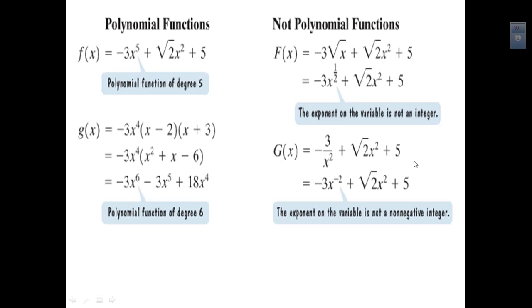Square root of 2, real number. 5, real number. 2, non-negative integer. What we've got here, though, if we wrote that all on one level, we have negative 3x to the negative 2. Negative integer. So we can't have that.